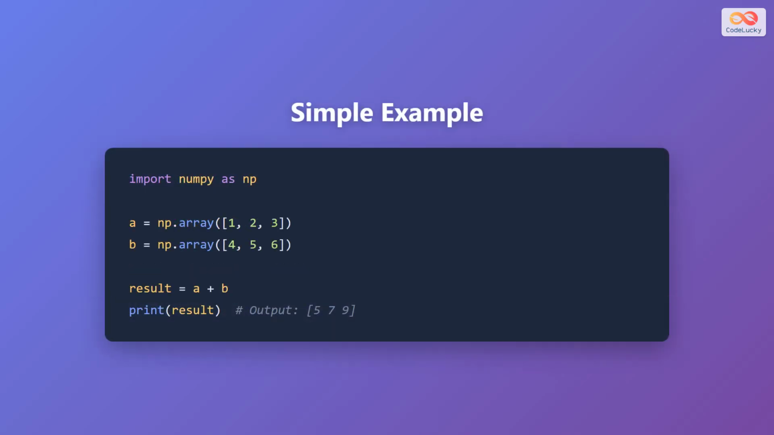Here's a complete working example. We create array a containing the values 1, 2, 3 using np.array. Then we create array b containing 4, 5, 6. When we add a plus b and print the result, we get an array with 5, 7, 9. This demonstrates how straightforward element-wise addition is in NumPy.